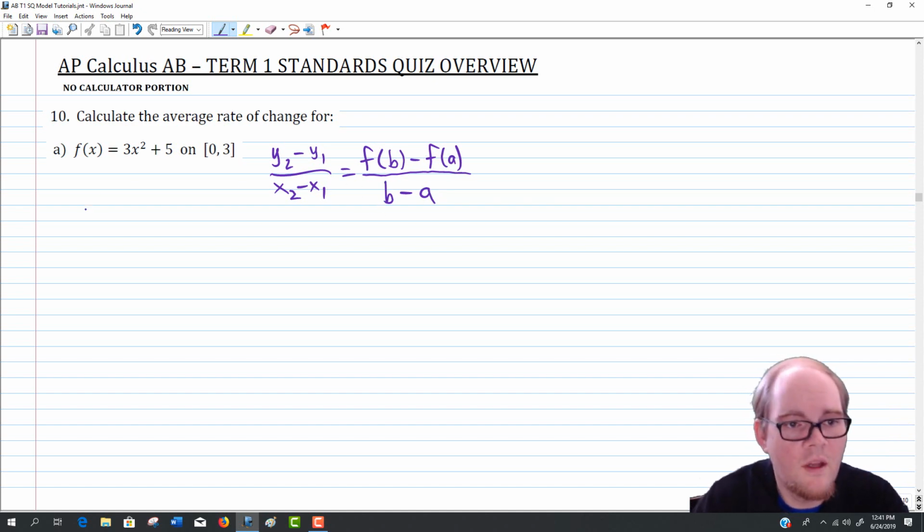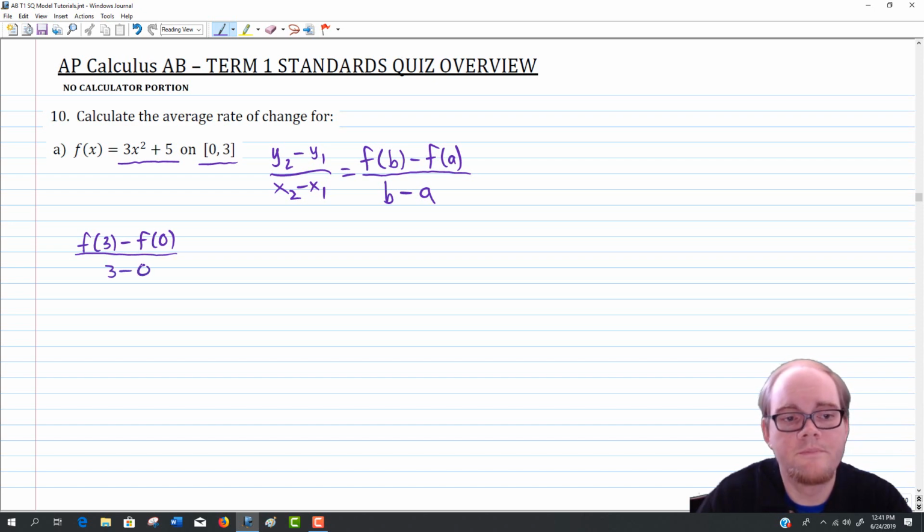We're just going to find the 2 points and then calculate the difference quotient. That's all it takes. So for our particular example, we're talking about the function 3x squared plus 5 on the closed interval from 0 to 3. So in a sense, what we're trying to compute is f of 3 minus f of 0 over 3 minus 0.